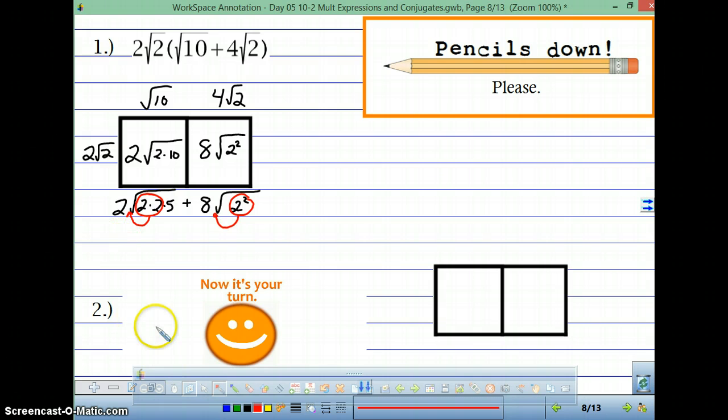So we end up with 2 times 2 on the outside. On the inside, we've got a 5. Plus, here we have 8 times 2. Anything left on the inside? No. So final answer is 4 root 5 plus 16. Okay?